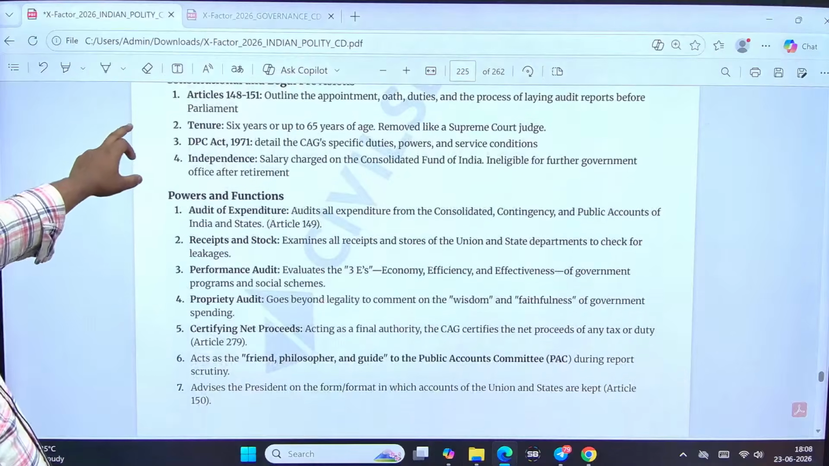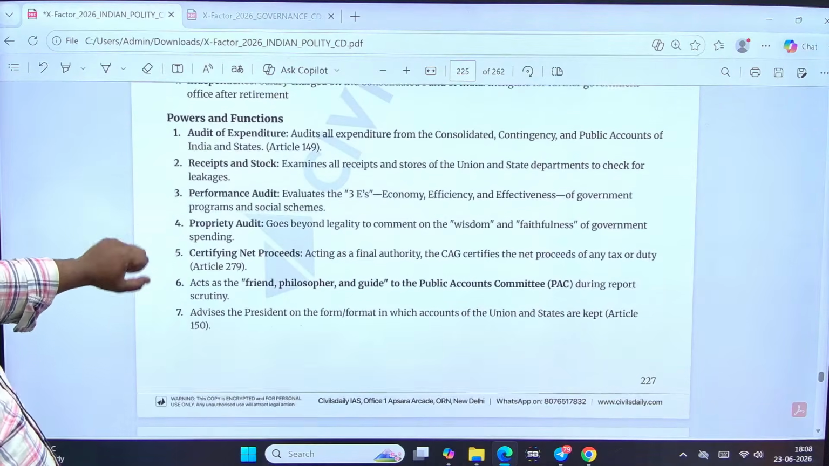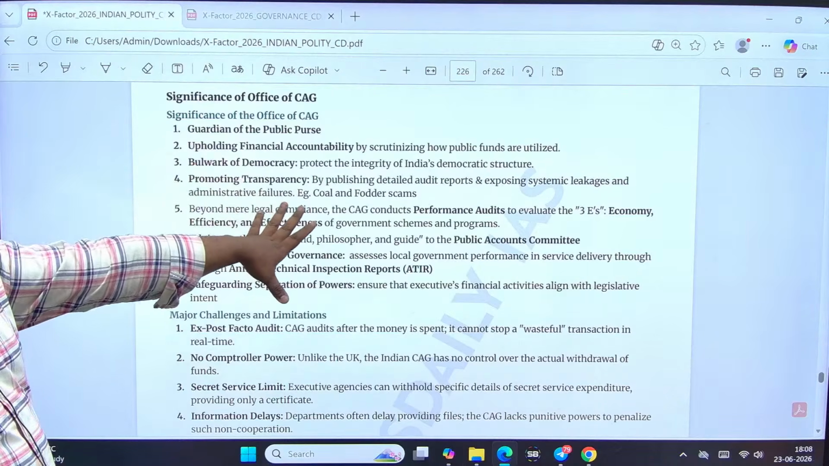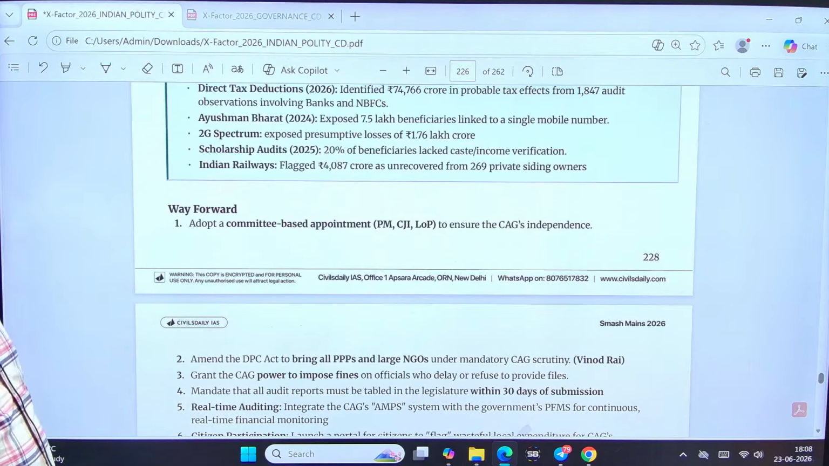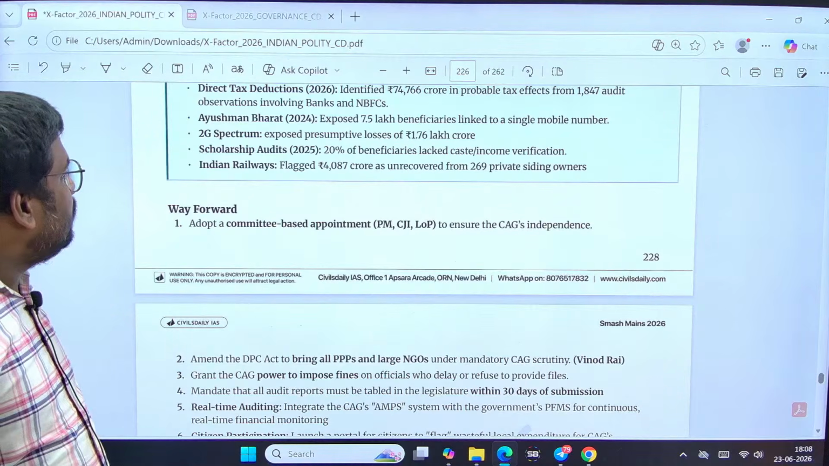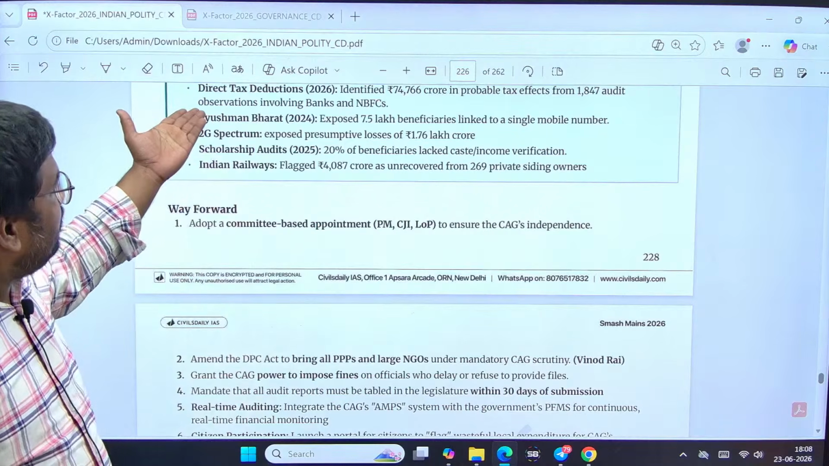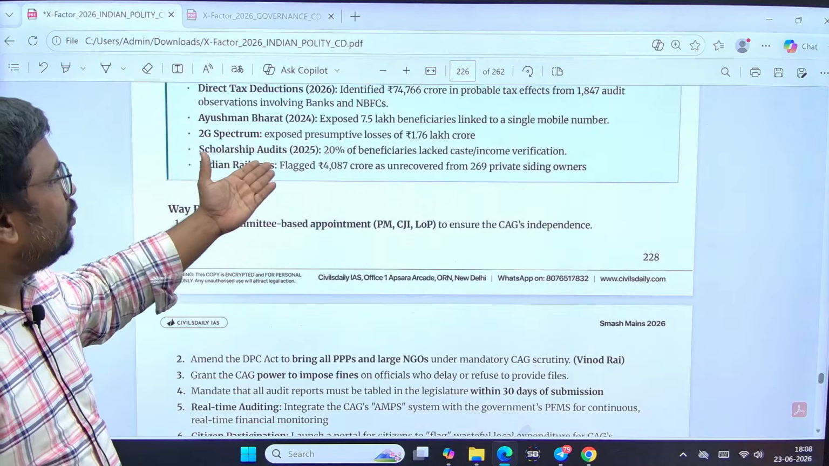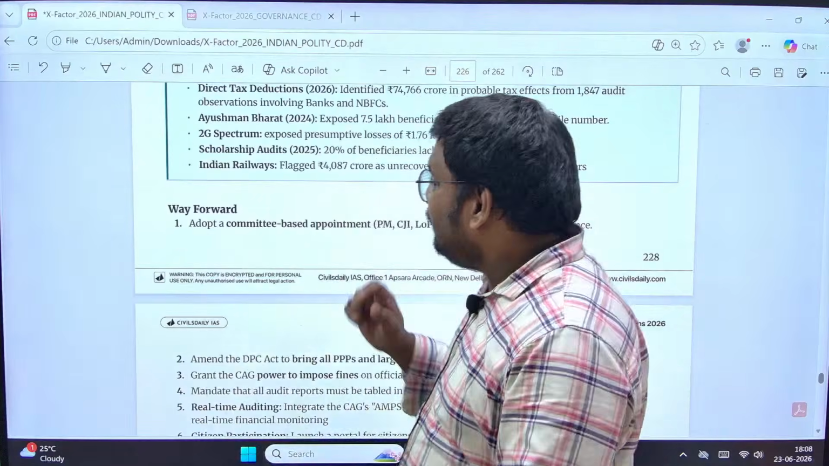CAG, the court with which you will start, constitutional provisions, powers and functions, ठीक है. Then significance, again specific examples are there. Challenges, these are the case studies, way forward. ठीक है, even in the case studies we have tried to incorporate the recent one and the major ones. तो बाकी आपको सिर्फ पता होगा 2G spectrum या फिर coal scam का, but the recent CAG reports with respect to direct tax deductions, Ayushman Bharat, scholarship audits, Indian Railway वाला, these are going to be the unique examples that you are going to put, because these are the recent one also.